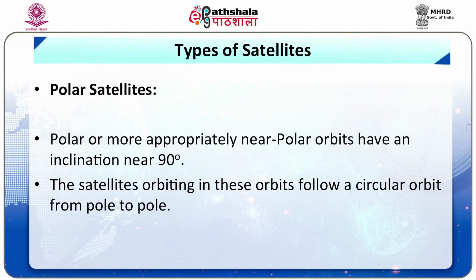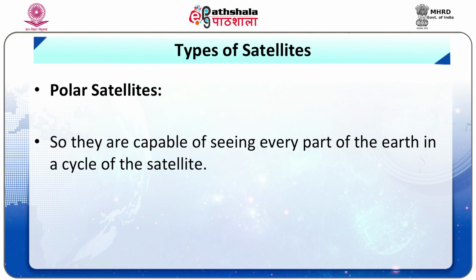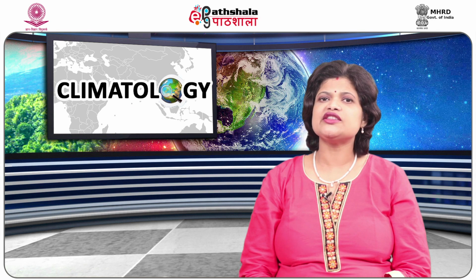First, the polar satellites. Polar or more appropriately near polar orbits have an inclination near 90 degrees. So, satellites in these orbits follow a circular path from pole to pole. So, they are capable of seeing each and every part of the Earth in a cycle of the satellite. It can be understood from figure 3.